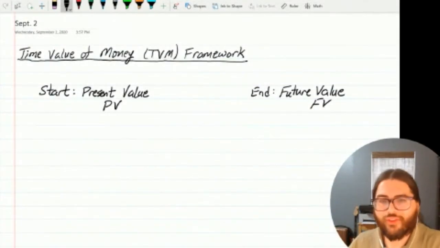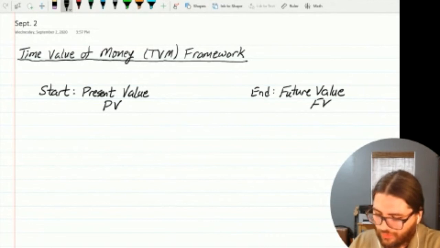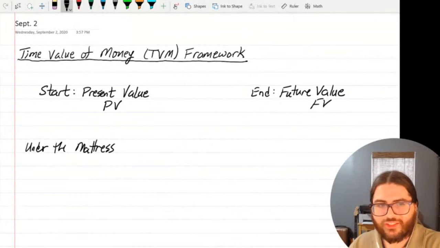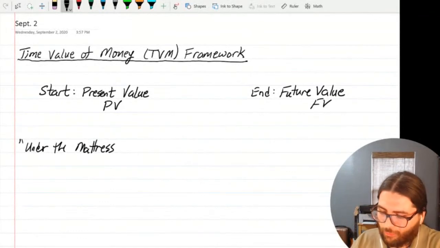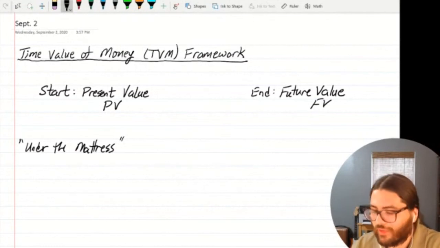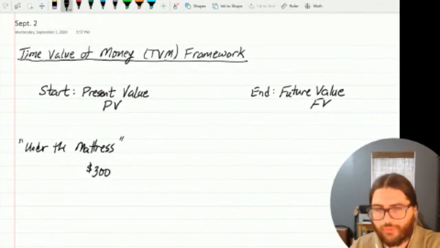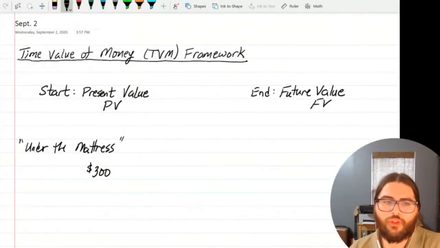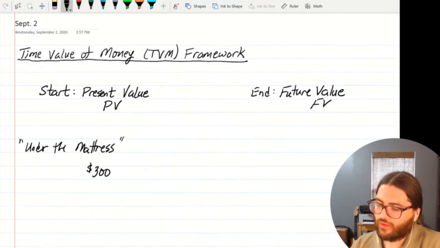The most simple time value of money problem I like to call scenario 0, the money under the mattress. It's not exactly changing, but I can talk about the present value and the future value of money that I put underneath the mattress. Say I put $300 underneath my mattress to save for a rainy day, and I did that today. I would call that the present value.